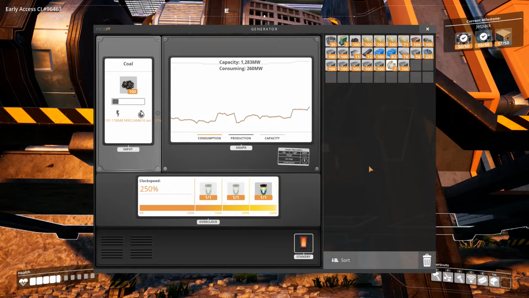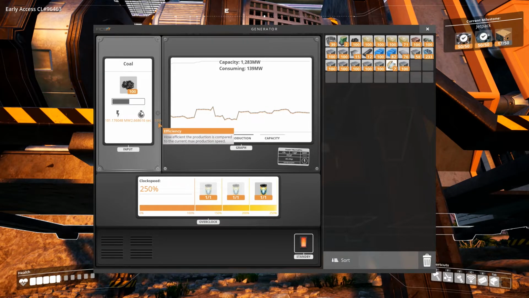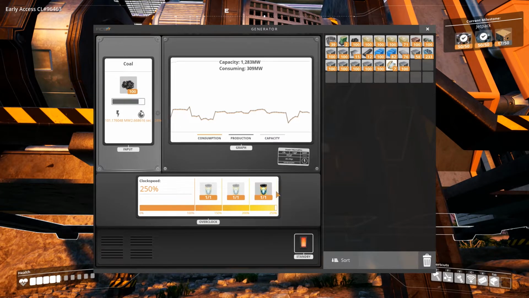A coal generator makes about 100 megawatts when it's fully overclocked, and it consumes one coal every 2.6 seconds. However, as you can see, this is obviously taking a bit longer than that. So that probably goes into the efficiency here. My building is running at below 25% efficiency, which implies that the coal can only burn so fast, and my overclock isn't really helping with that. So the only thing my overclock is doing here is increasing how many megawatts are produced.